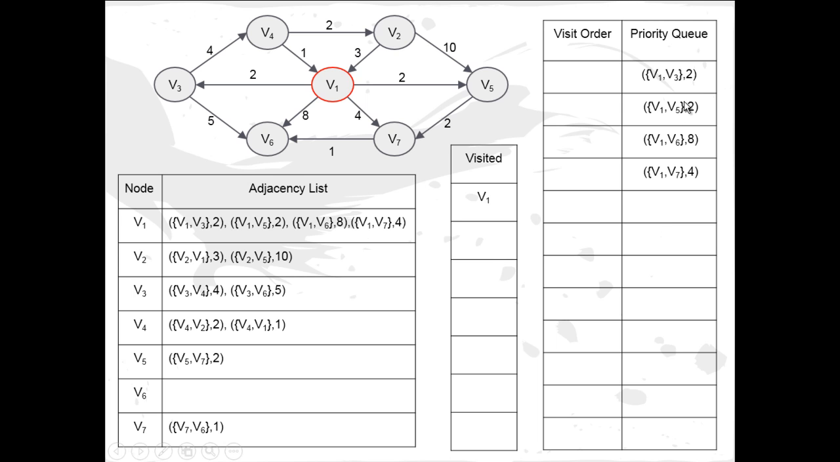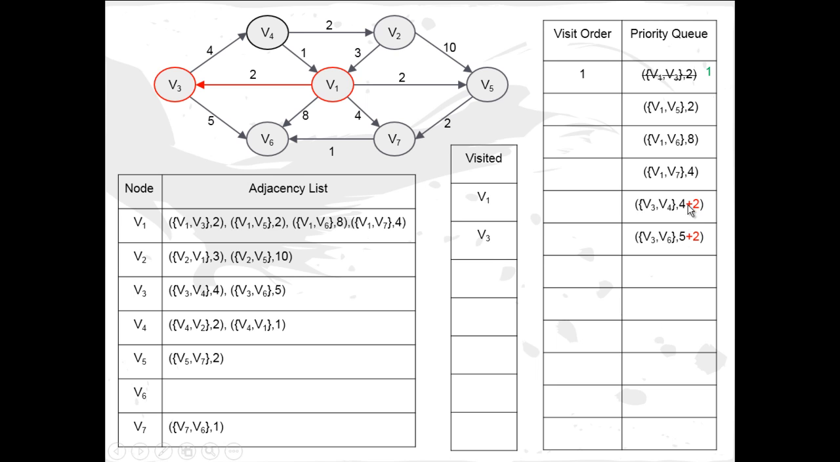Now the next step in the algorithm is to get the smallest cost and pop it out of this priority queue. So here the smallest is 2, but we have a tie between V1 V5 and V1 V3. In the case of a tie, we just randomly take one out. So let's say we take V1 V3 out. Since we're taking V1 V3 out, we say okay, we have already visited V1, but we have not visited V3. So we're going to put V3 in our visited list and then add the adjacency list of V3 here.